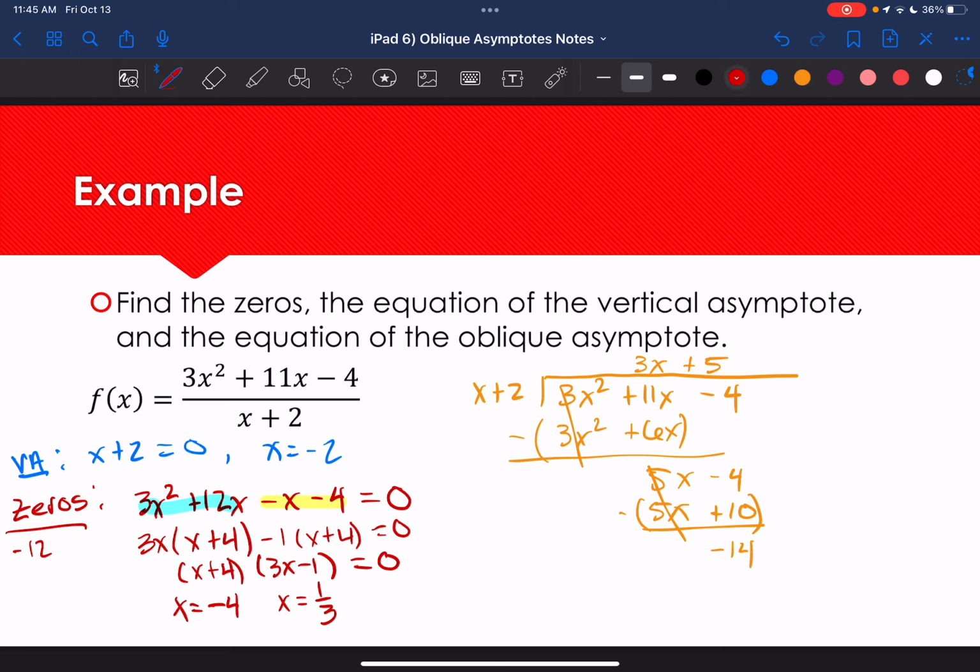Okay, so then f of x can be equivalently written as 3x plus 5 minus 14 over x plus 2. And my oblique asymptote, or my slant asymptote, whichever one you want to call it, it doesn't really matter, is y equals 3x plus 5. Now I bet on the next slide we have to graph it.